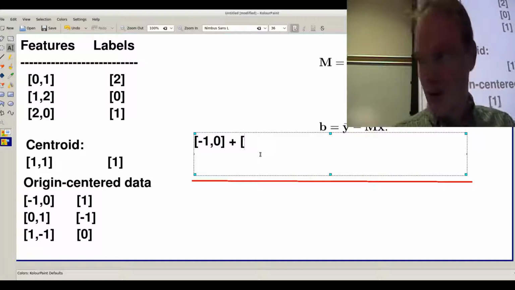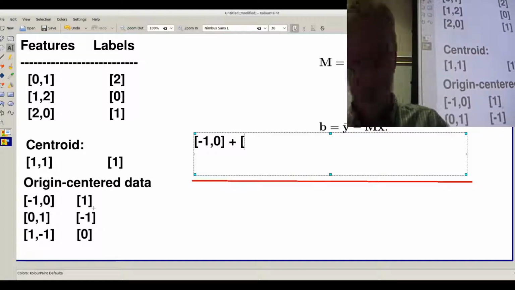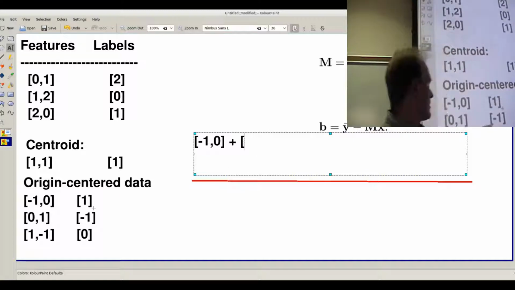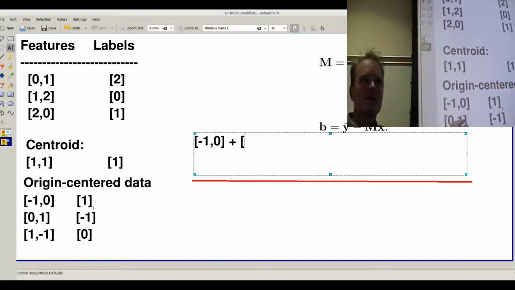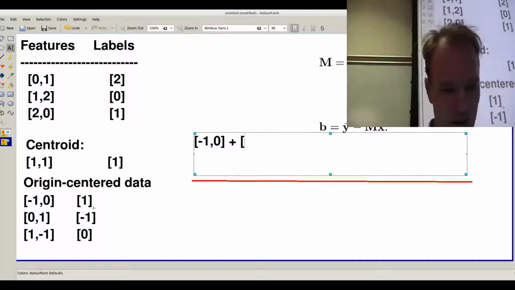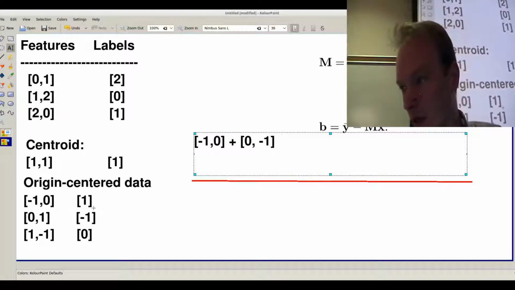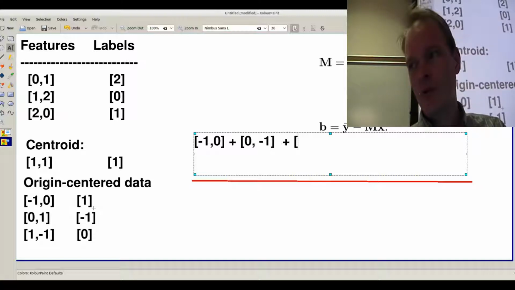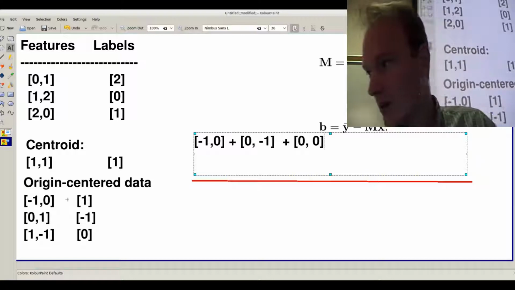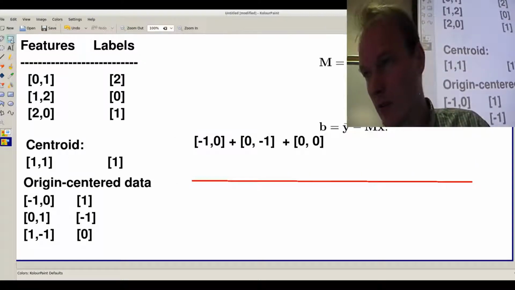Plus the next one. What is the outer product of negative 1 and 0 comma 1? Do you agree it's going to be 0 comma minus 1? And what is the outer product of 0 and 1 comma minus 1? It's going to be 0 comma 0. Okay. This is our numerator.